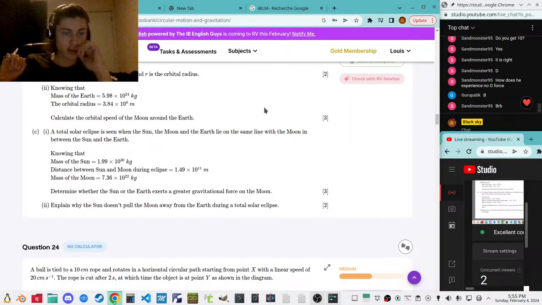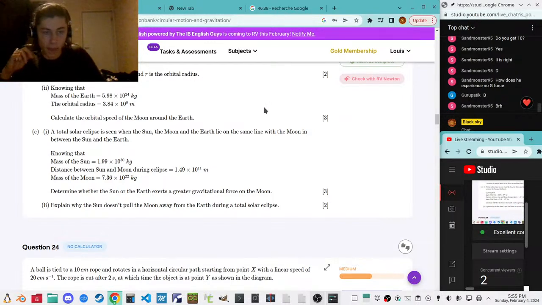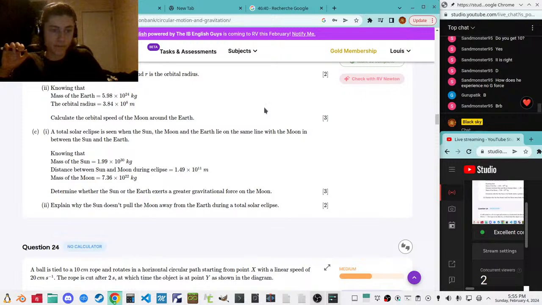Next, a total solar eclipse is seen when the sun, the moon, and the earth lie on the same line, the moon in between the sun and the earth. Okay, knowing all of this, determine whether the sun or the earth exerts a greater gravitational force on the moon. So you can use GMm divided by r squared in different directions.